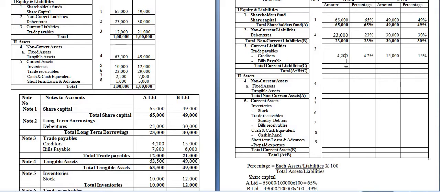Okay. Next one is bills payable. The amount of bills payable is 7,800. Okay, bills payable is 7,800. So the percentage, 7,800 divided by 1 lakh into 100, is equal to 7.8 percentage. Okay, 7.8 percentage.